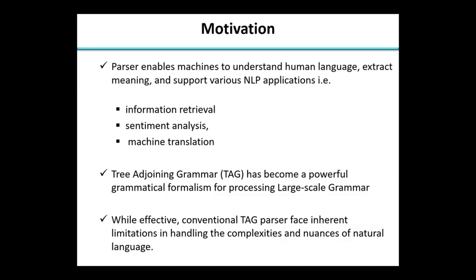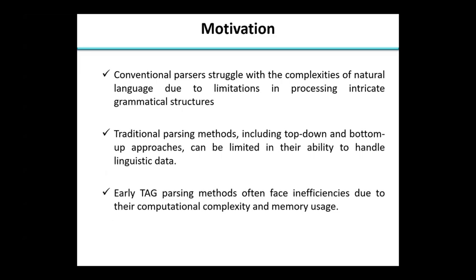So what are the reasons for doing research on TAG? While traditional TAG is powerful, there are some limitations in handling the complexity and nuances of natural languages. We have analyzed various Indian languages, as well as English and European languages, and found there are nuances of the language that the parser is currently not able to handle. Traditional models use top-down and bottom-up approaches, left to right. This is the parsing process.